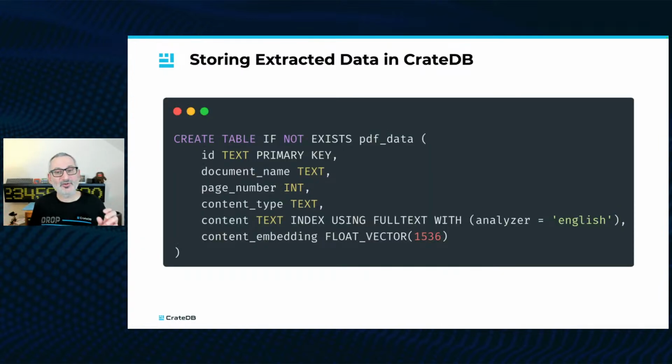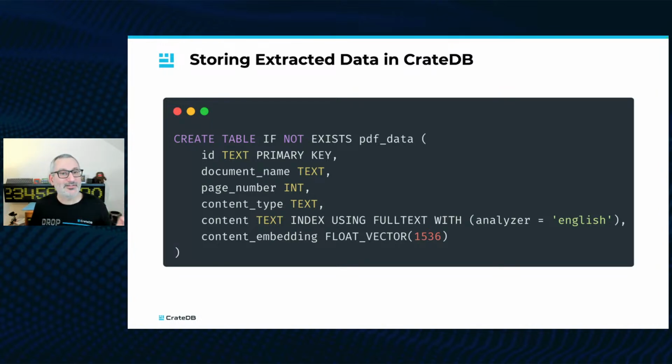So now we've got embeddings, we've got the original text chunks, so the plain English things that we pulled out of the PDF. We've got the textual descriptions of the images with the context around those. And we know which document, page, and so forth those came from. So how do we store that in CrateDB?